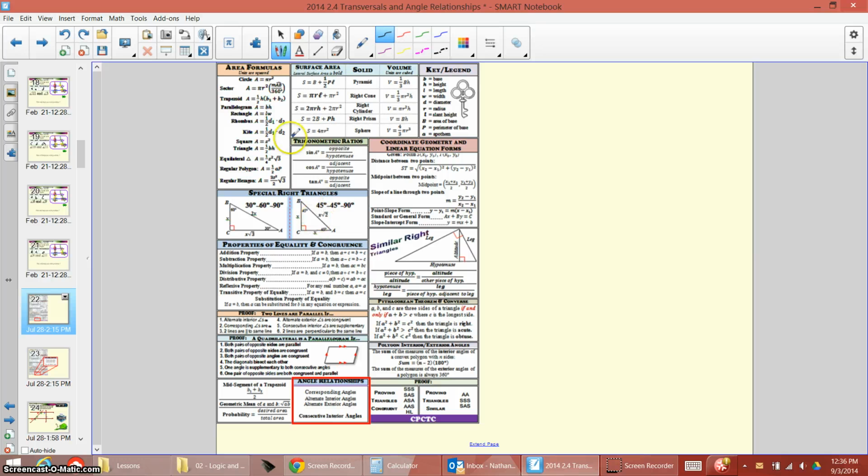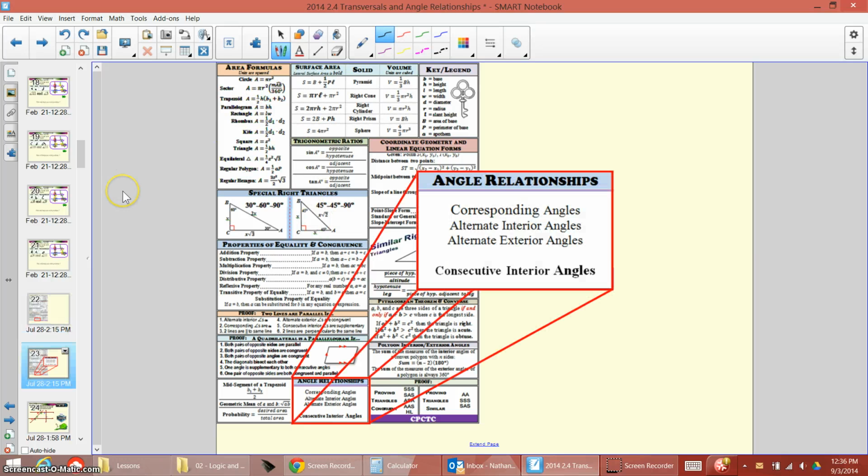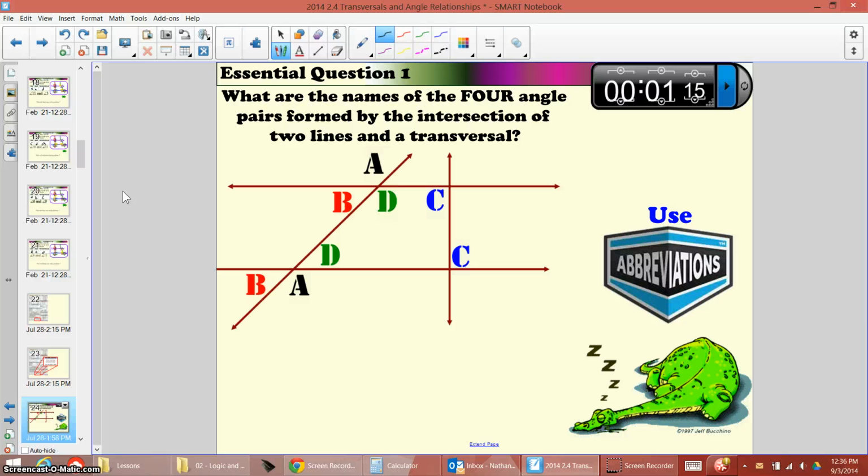Here's your angle relationships. We have it on the little cheat sheet. You'll have it on the test, but you won't have any notes you've written on there. So take notes about what these mean on your paper, and hopefully we'll remember for the test. But that is going to be there for you.